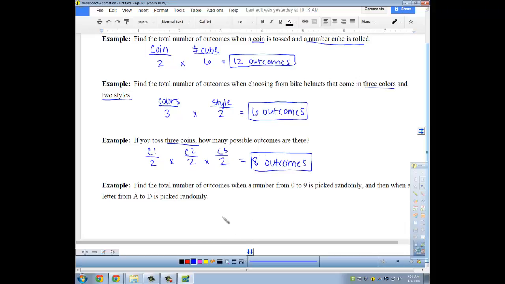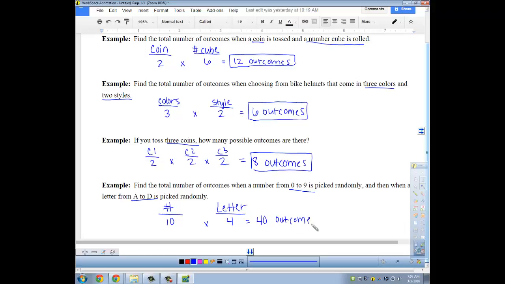Last question. Find the total number of outcomes when a number from 0 to 9 is picked randomly, and then a letter from A to D is picked randomly. So first we're going to pick a number, and then we're going to pick a letter. For my number options, a lot of people want to jump to 9 because they see 0 to 9 and think that's 9 numbers. No, 0 is also a number, so that's actually 10 numbers. A to D, that's A, B, C, D, so that's 4 options. 10 times 4 is 40.